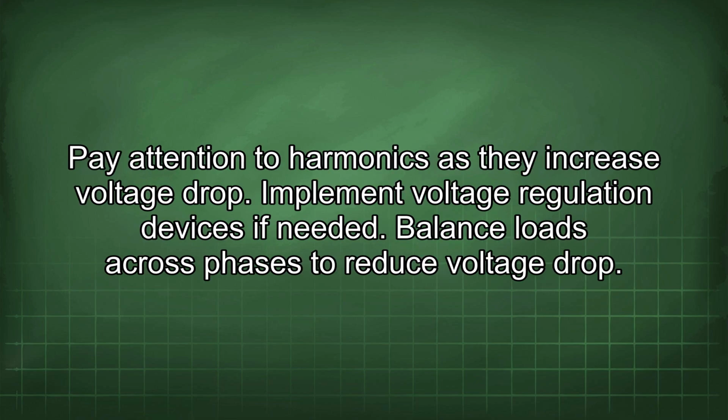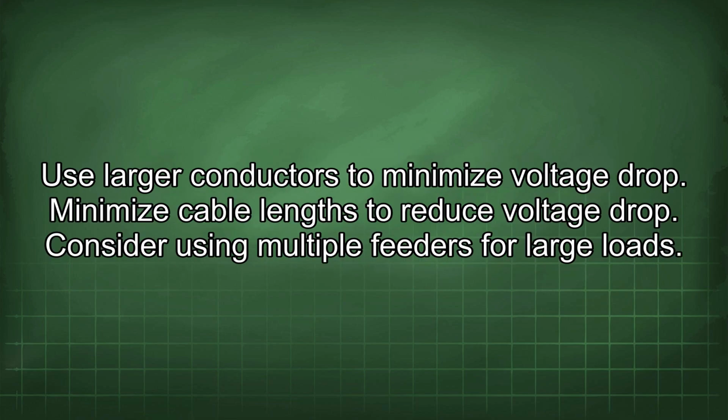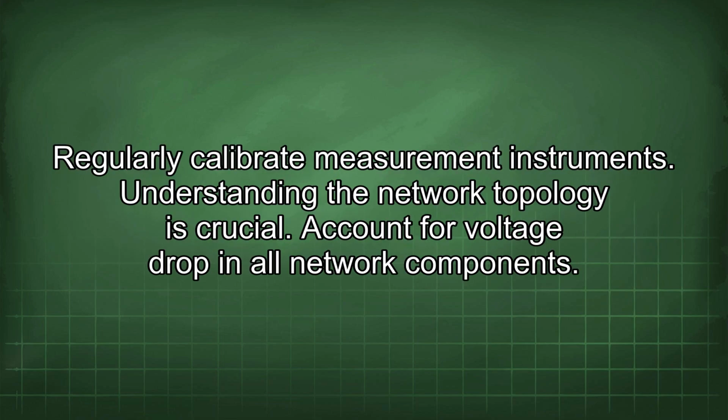Pay attention to harmonics as they increase voltage drop. Implement voltage regulation devices if needed. Balance loads across phases to reduce voltage drop. Use larger conductors to minimize voltage drop. Minimize cable lengths to reduce voltage drop. Consider using multiple feeders for large loads. Regularly calibrate measurement instruments. Understanding the network topology is crucial. Account for voltage drop in all network components.